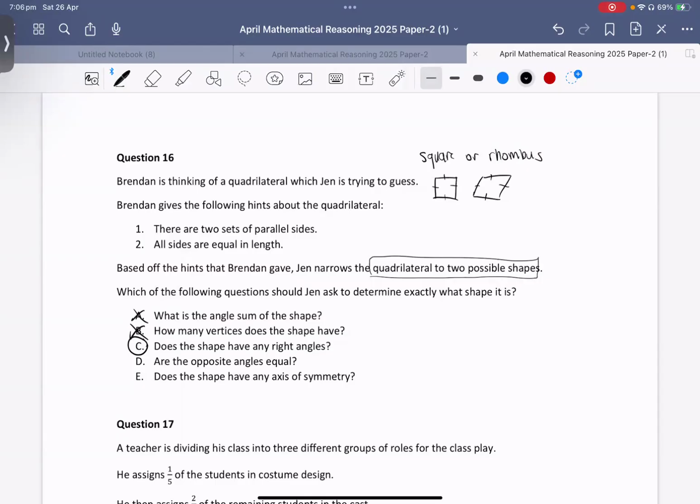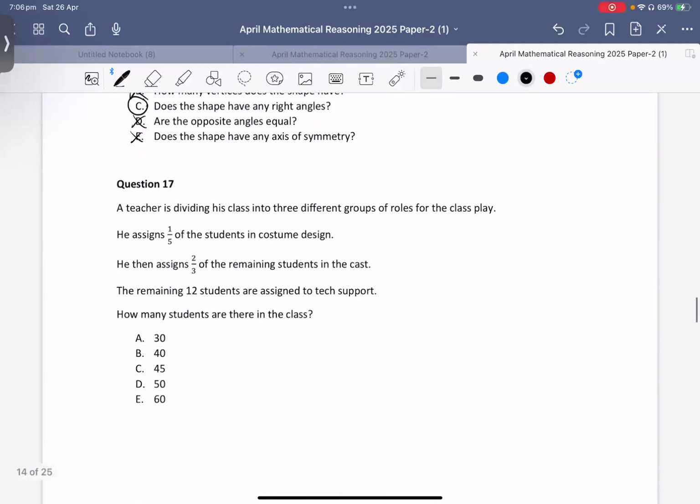Are the opposite angles equal? Again, not going to tell us much. And does the shape have any axis of symmetry? Again, not going to tell us much because a rhombus does have symmetry, doesn't it? Okay, diagonal symmetry. So the only one that helps us here to differentiate is, does it have a right angle? Which is C. Okay, question 17.